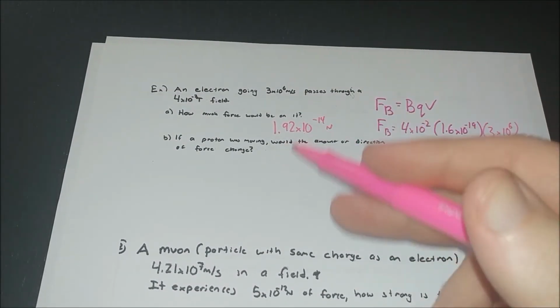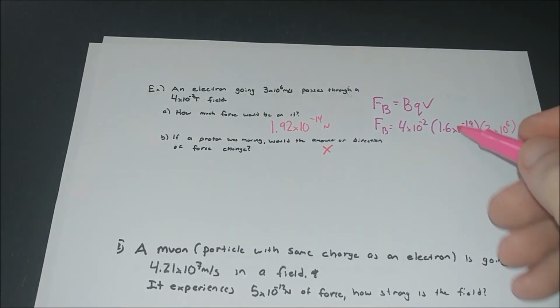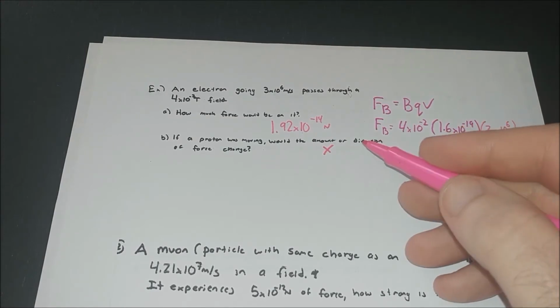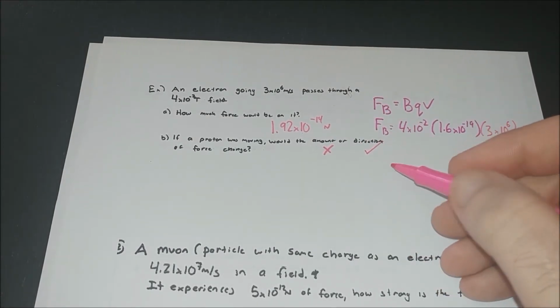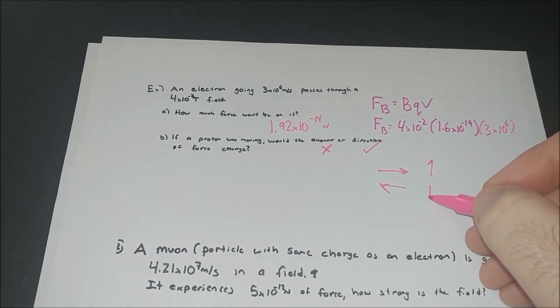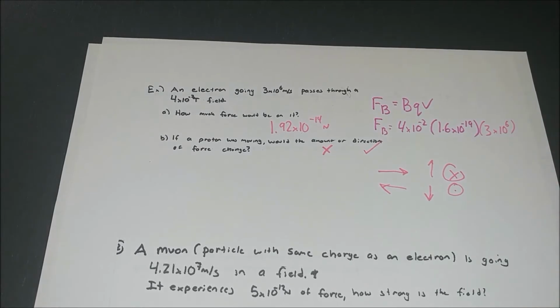And if this was a proton instead of an electron, would that change the amount? No. You still have the same number as before. What it would change, however, is the direction, because instead of going one way, it'd be going the other. Now, I don't know which way it's going to be going, but whatever it is, rest assured, a negative will go the opposite way.